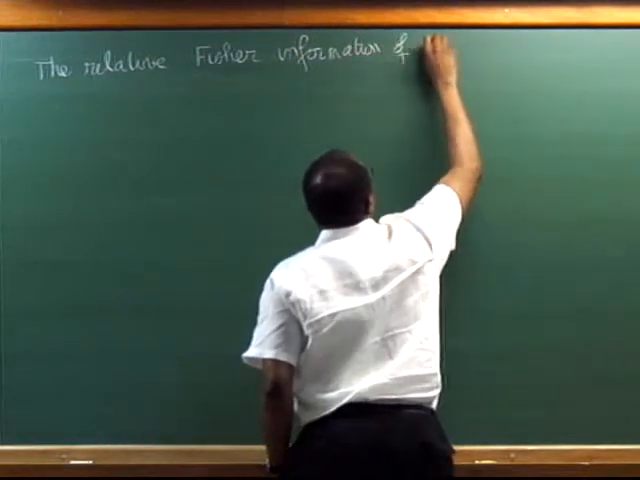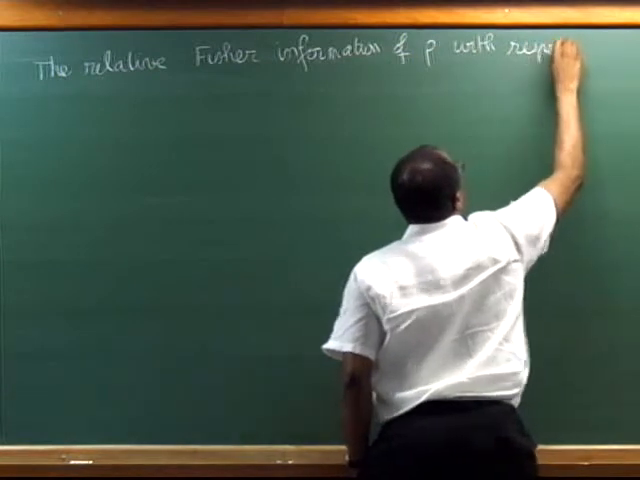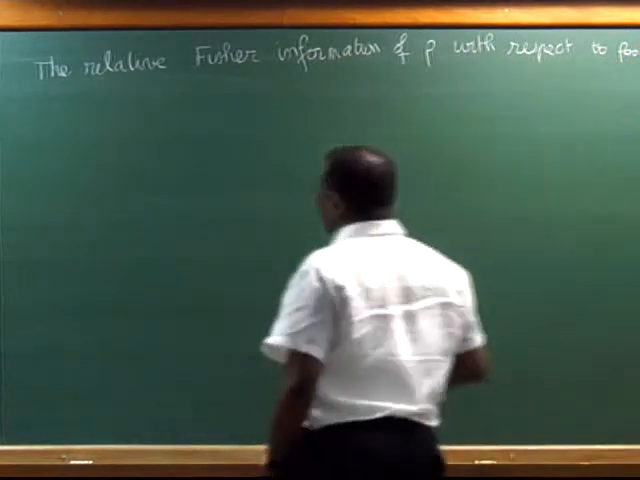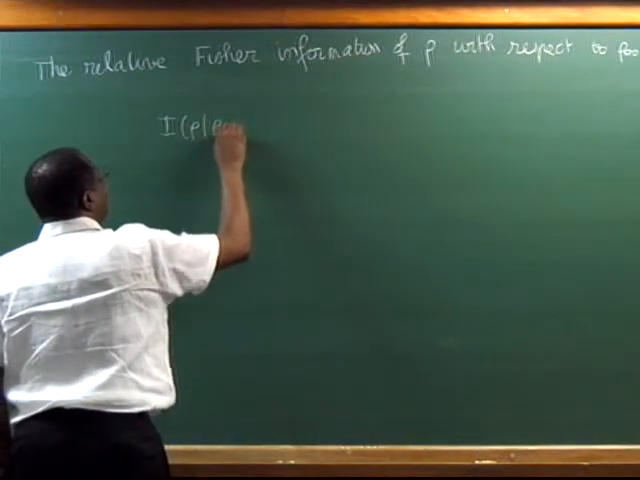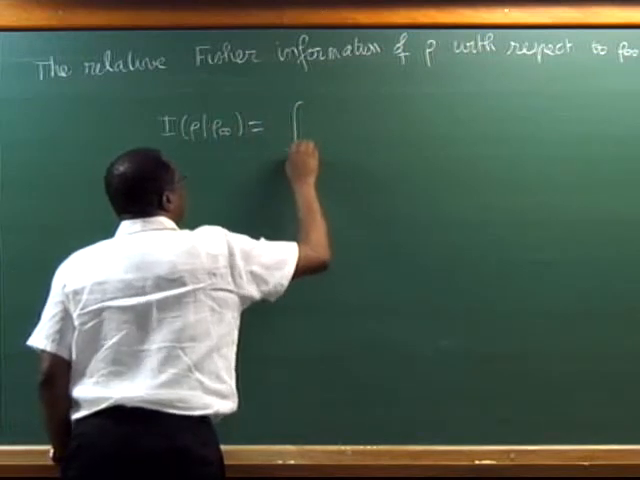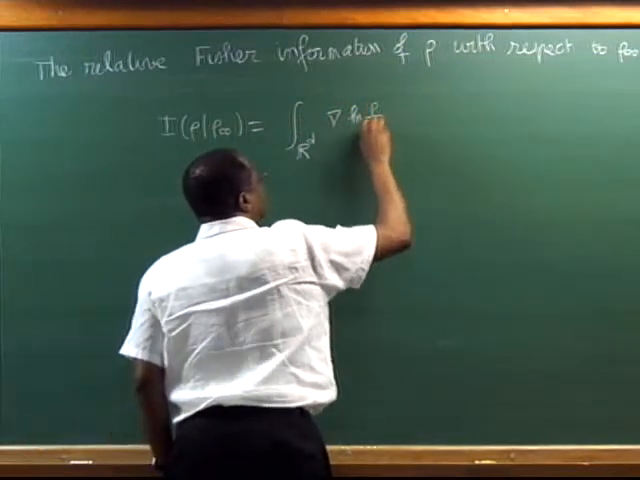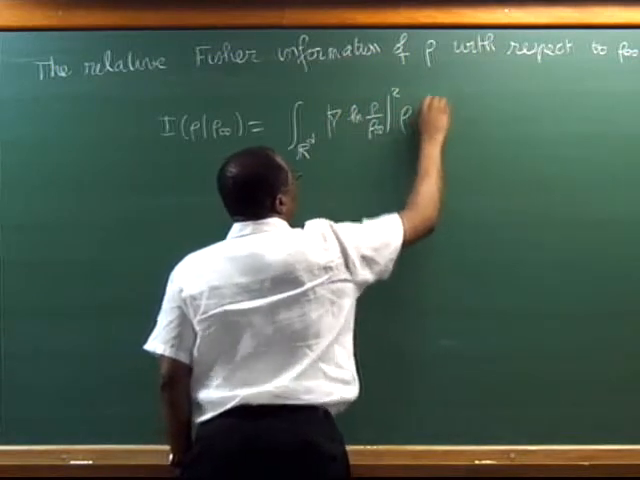Of rho with respect to rho infinity. That will be I of rho infinity, equal to the integral over R^d, gradient of the log of rho divided by rho infinity, squared, rho dx.